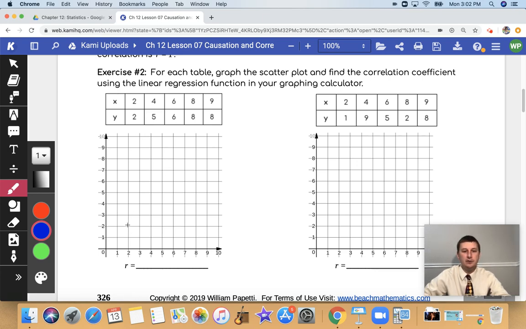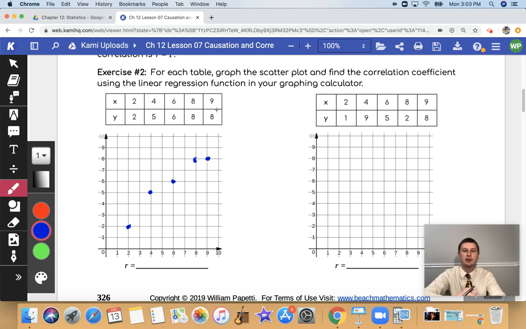We have the point (2, 2), so we'll graph that point right there. We have (4, 5). We've got (6, 6). We've got (8, 8). And we've got (9, 8).